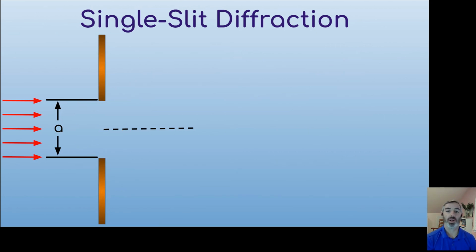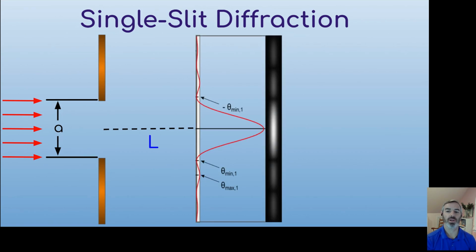So if we look at a drawing to the screen, we have the normal line from the center, we'll call that L. We can see the intensity of light, where in the center we end up with a very large amplitude.